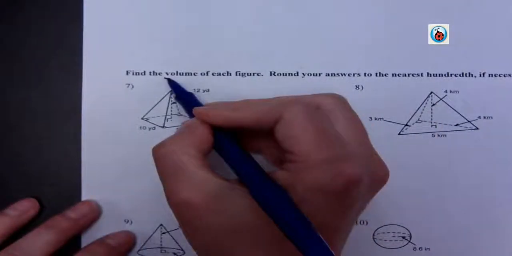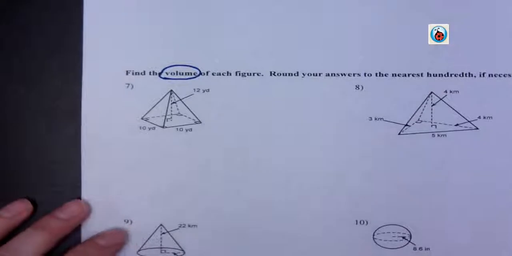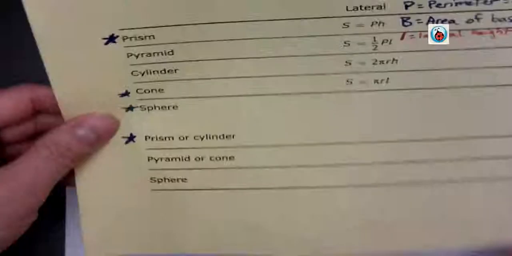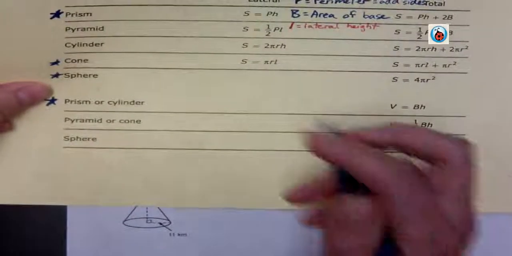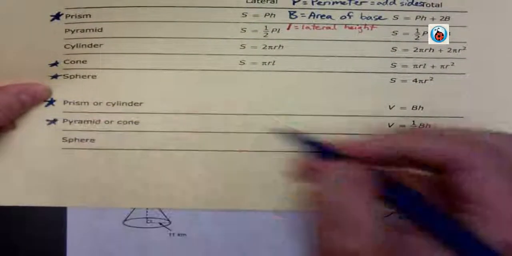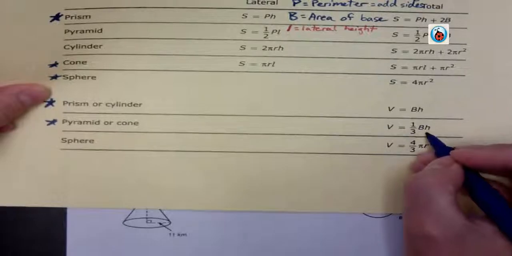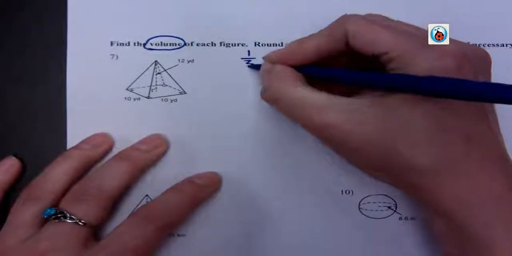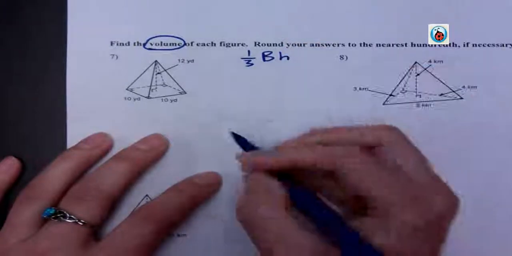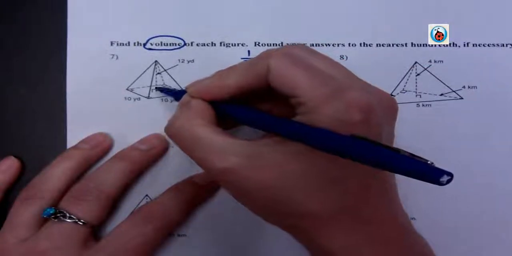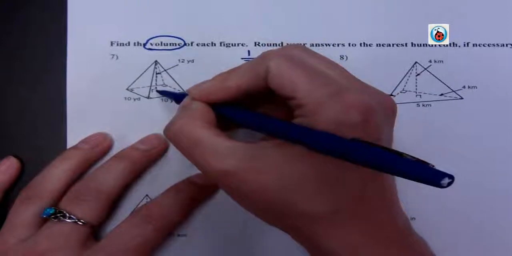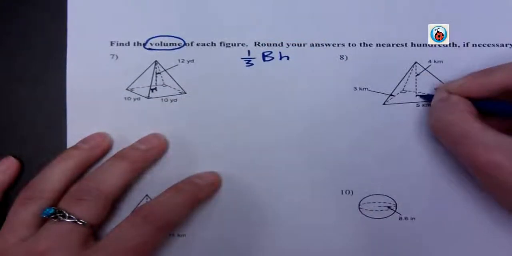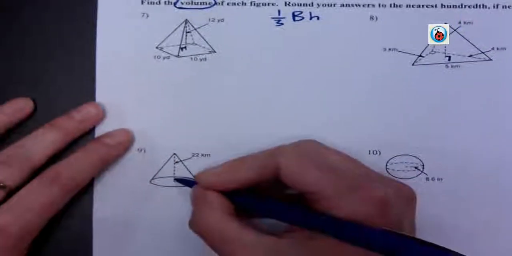Alright, now we're on to volume. So volume is nice and simple. If it's a pyramid or cone, it's just 1/3 the area of the base times the height. So just like we talked about on the front. So 1/3 base times height. And just make sure you know height is in the center. It's the vertical height from the base. So I need my right angle here. And they've given that to me in all of these.